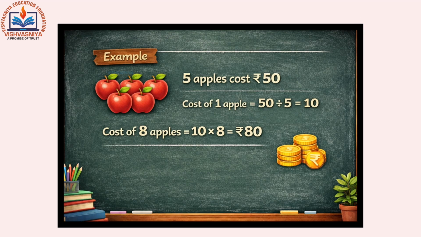Let us understand with an example. If 5 apples cost 50 rupees, then the cost of one apple will be 50 divided by 5, which equals 10 rupees. Now to find the cost of 8 apples, we multiply 10 by 8. So the total cost becomes 80 rupees.